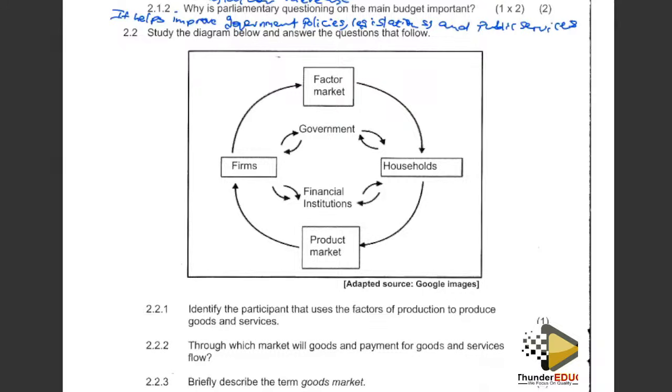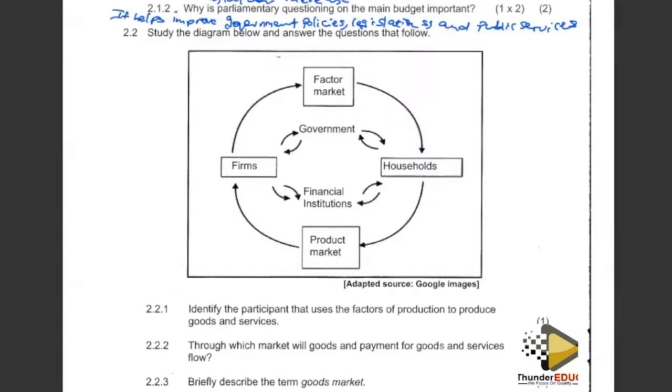the factor market. Remember, I said the market is a platform where goods and services are being bought and sold. That is a market. But when it comes to the factor market, this is a platform where factors of production are being bought and sold. Which factors of production are we referring to? We are referring to capital, meaning capital being sold and bought. Also, we refer to entrepreneurship. Also, we refer to land. Also, we refer to labor.